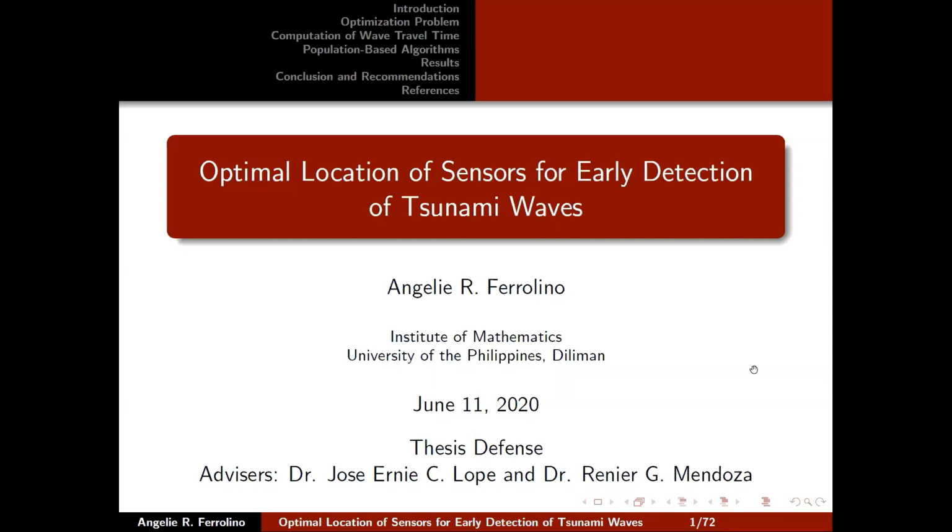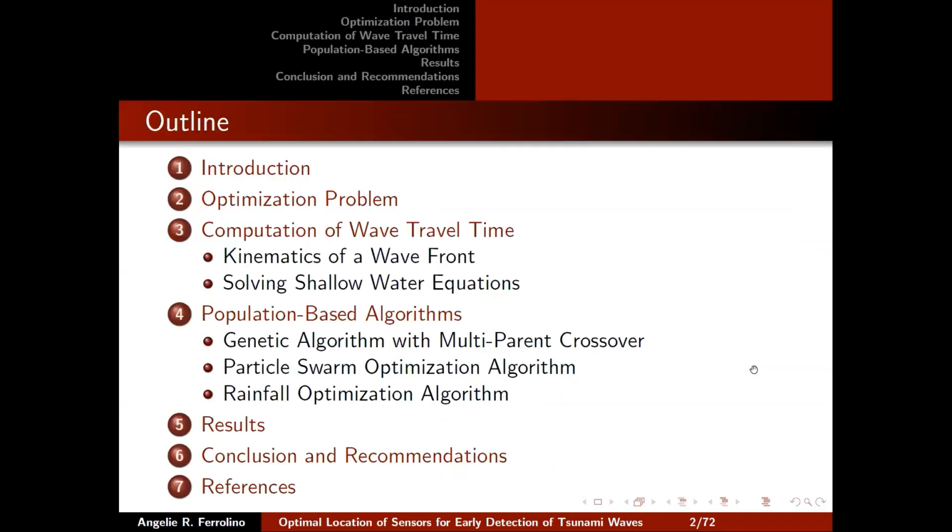So, good afternoon. I am Angeli Ferolino, and I'm here to discuss my thesis entitled Optimal Location of Sensors for Early Detection of Tsunami Waves. This is my research, along with my advisors, Dr. Lope and Dr. Mendoza. So this will be the outline of my presentation. First, I will introduce my topic and the motivation behind it. Then I will discuss the optimization problem, the methods used to compute the wave travel time, and the population-based algorithms used to solve the optimization problem. Then I will show the numerical results. Lastly, I will discuss the conclusion and some recommendations for future works.